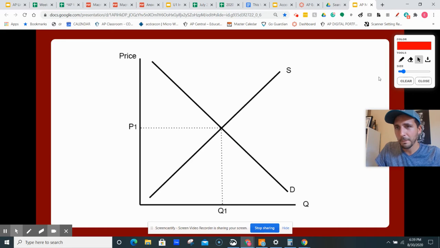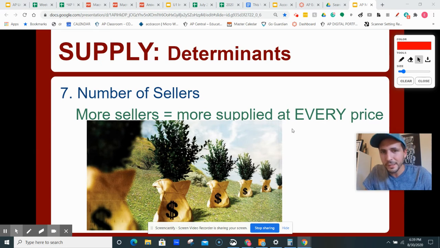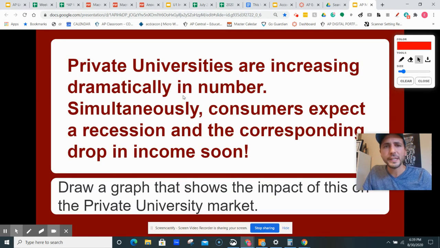Okay, let's keep going. The final one is number of sellers, and this one should make some sense. When more businesses enter the market, then more is going to be supplied at every price. And when businesses leave the market, when they shut down, like what's happening right now with many restaurants in the restaurant business, the supply is going to shift left. There's fewer restaurants. That's about as logical as it gets. So let's check this one out.